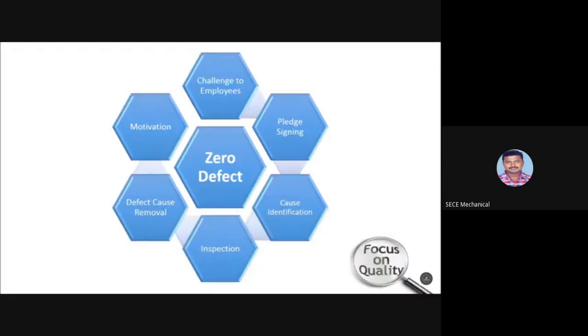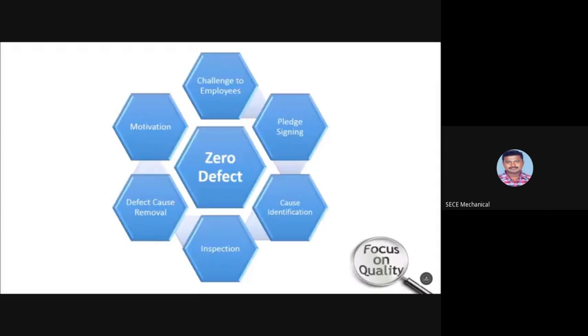Third step is cause identification. Following this step, employees can identify the real problems and the parameters that can cause defects. Fourth step is inspection. Inspection is used to give a realistic picture of everything related to process. This includes inspecting the processes and taking care of actual numbers or parameters in process.